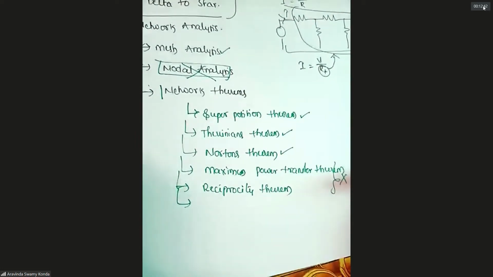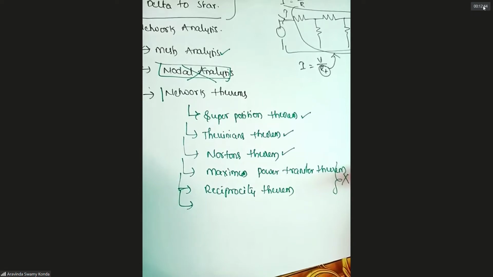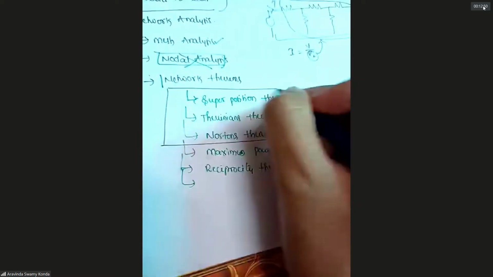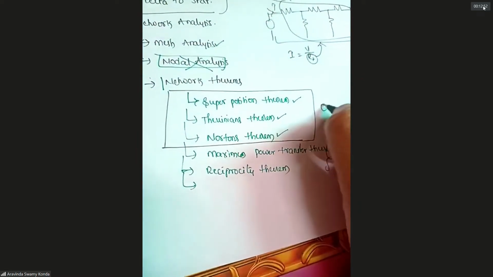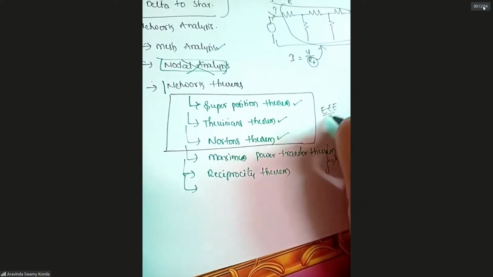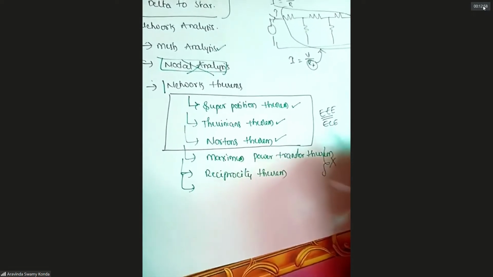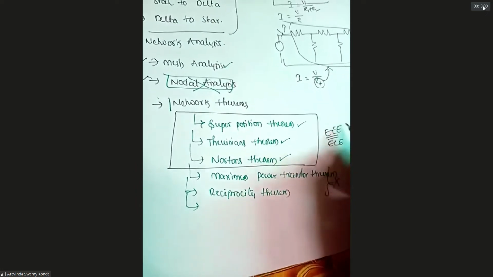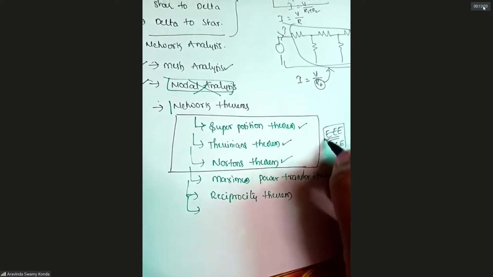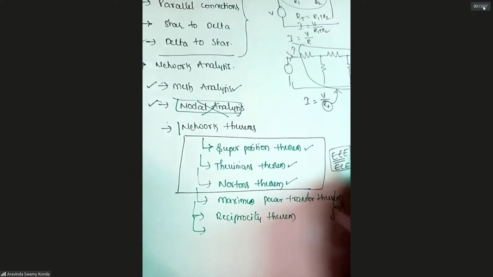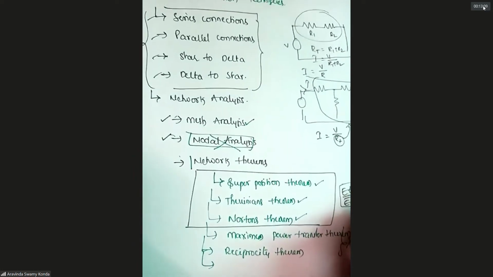Those other theorems are not for your side. Seeing your stream, all the theorems will be useful for EEE people, but you are not EEE. Some of the ECE people also need all the theorems, but you do not belong to the core stream. You belong to the non-core stream. That's why there is a limitation in the theorems and the analysis part also.